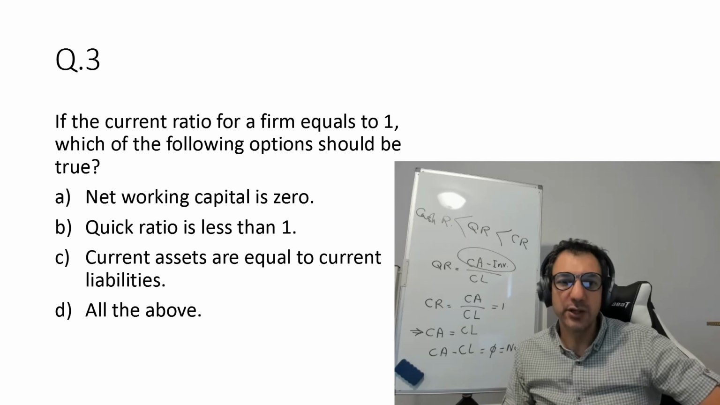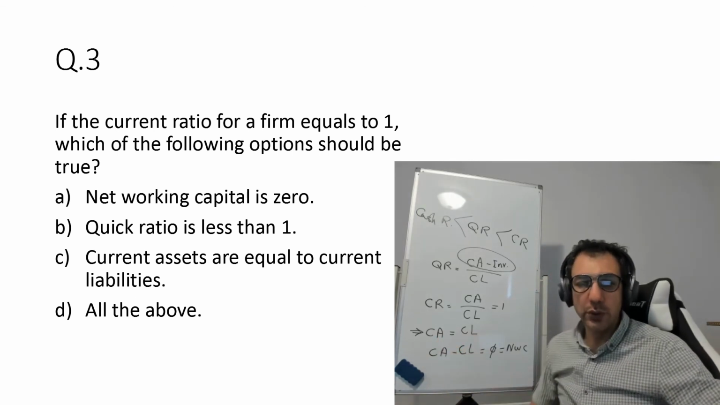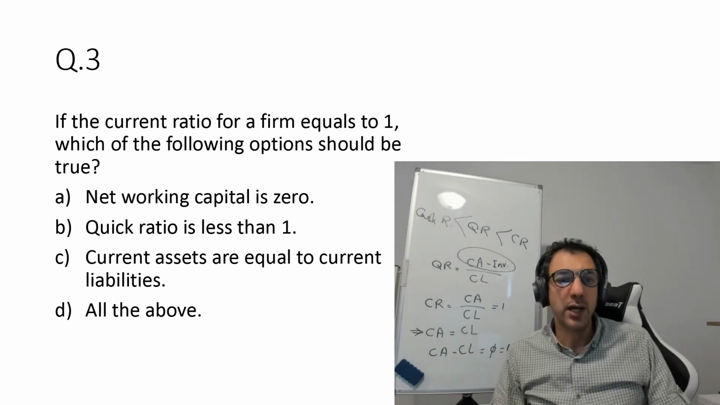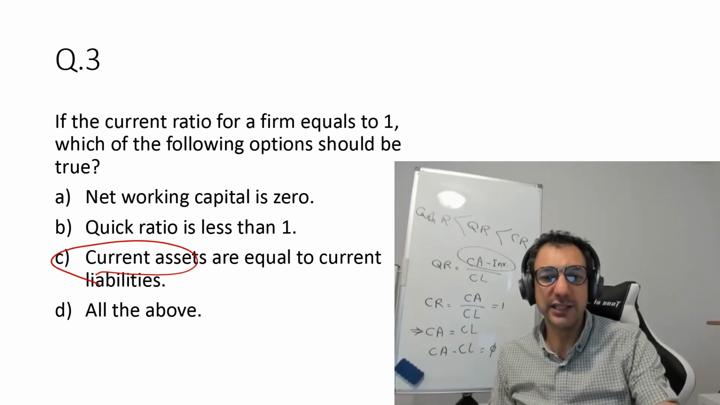D, current assets are equal to current liabilities. We already talked about this, that those two items are the same. And D is all the above. So based on this argument, we can conclude that D is the correct answer.